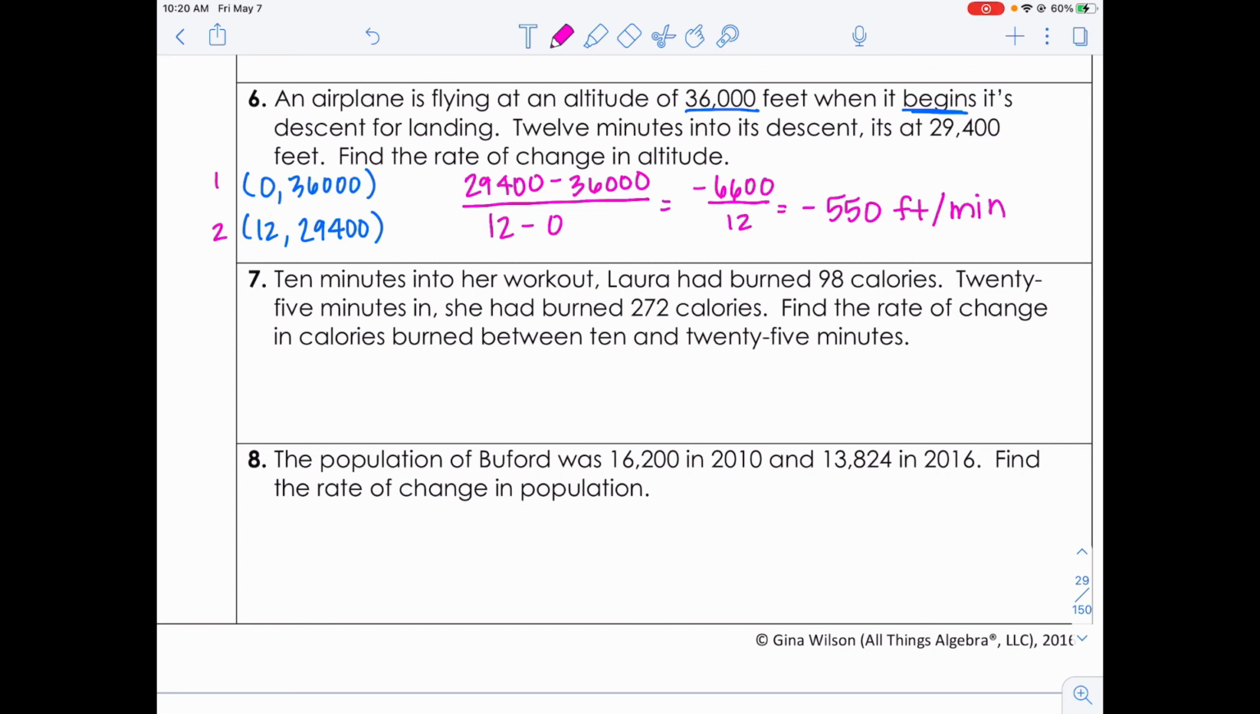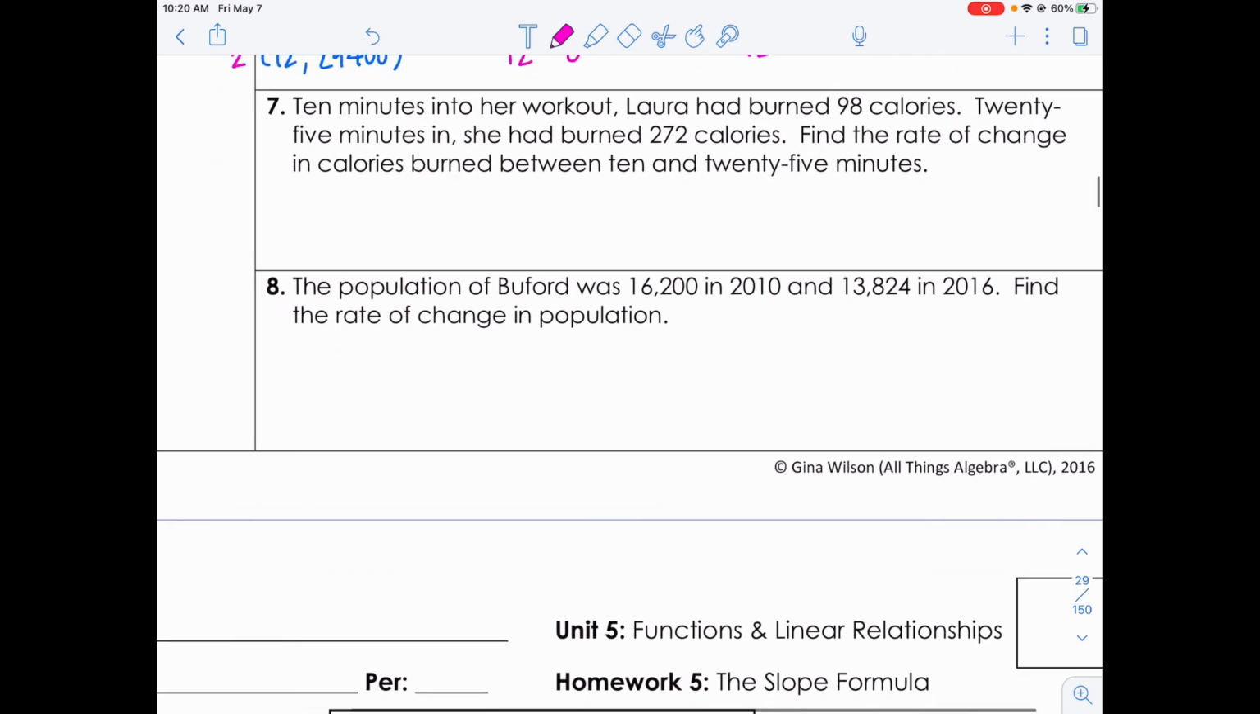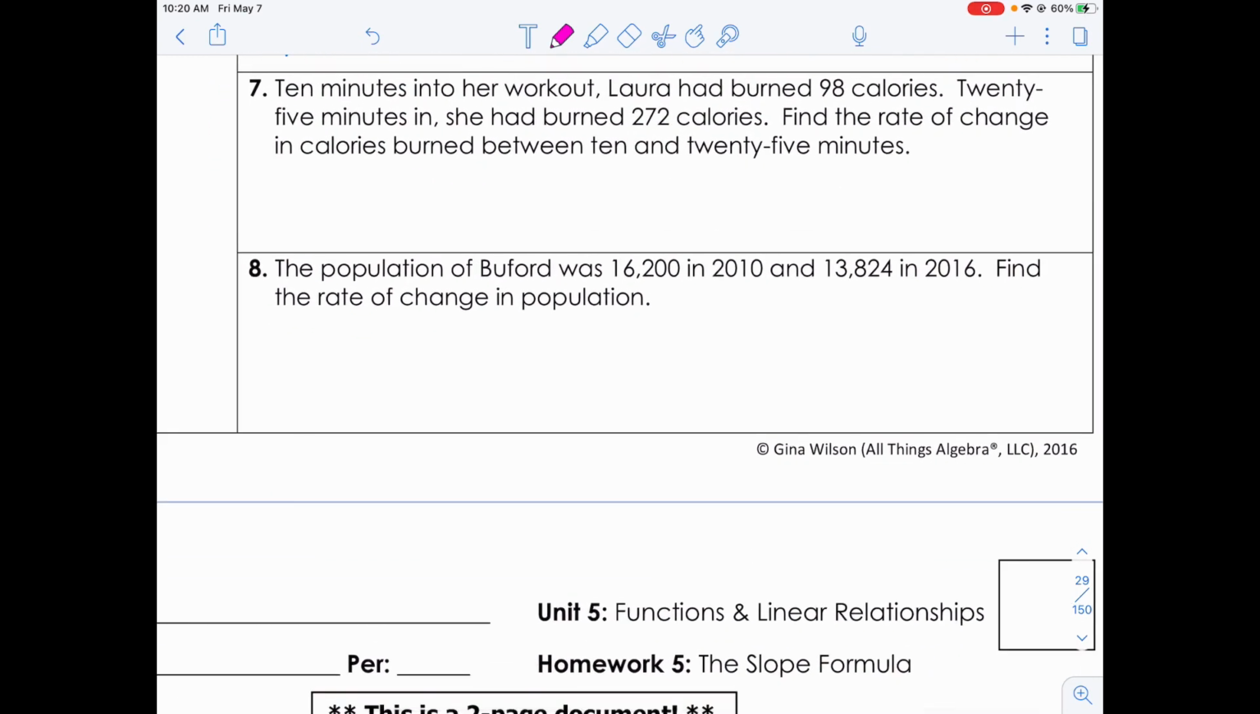Pause the video, unpause the video, and check your work. Now that you've had a chance to do them, let's do them together. 10 minutes into her workout, Laura had burned 98 calories. 25 minutes in, she had burned 272 calories. Find the rate of change. Here we go. 10 is our X value. 98 calories is our Y value. In our second ordered pair, 25 is our X value because it's 25 minutes. And 272 is our Y value.